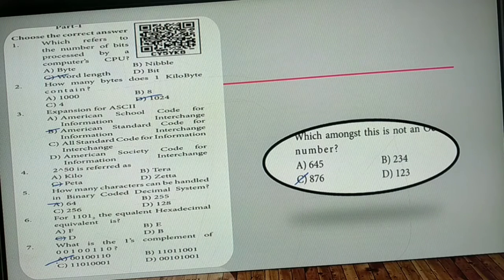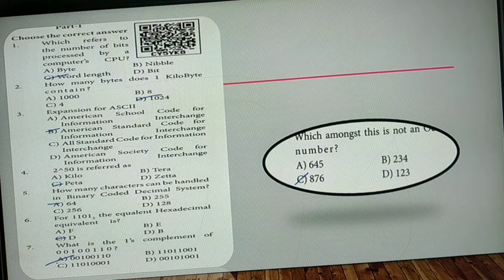Seventh one. What is the ones complement of 001001110? So the answer is A for you. Okay? It's A, that is the same answer you people will be getting. Move to the eighth one. Which among this is not an octal number? So the series of numbers is given for you people. C is the option. Here you are having the number 8. Octal number will not have the number 8. So this is your answer.